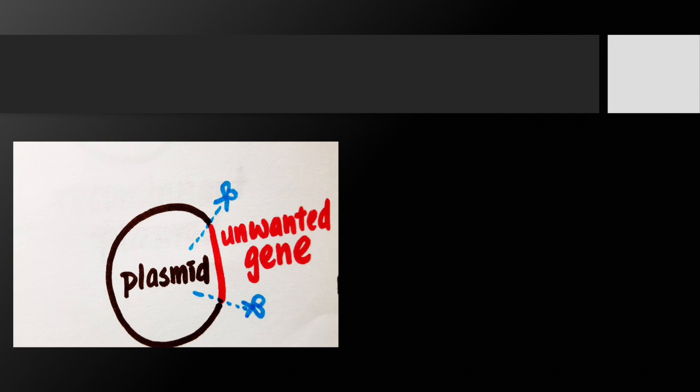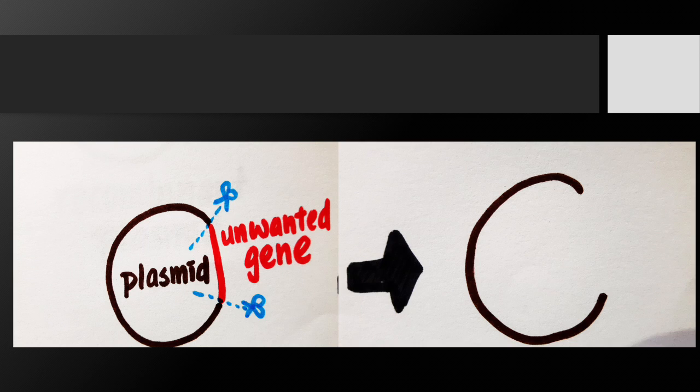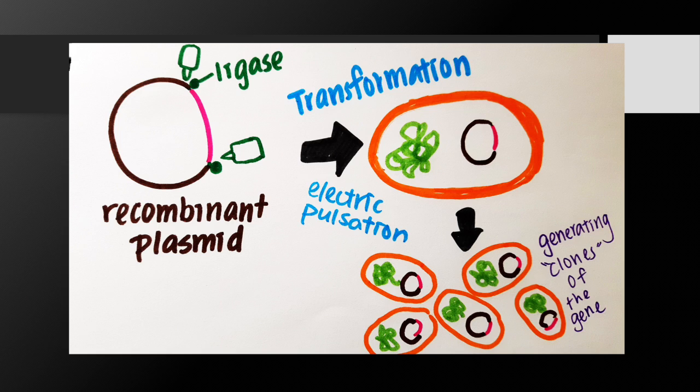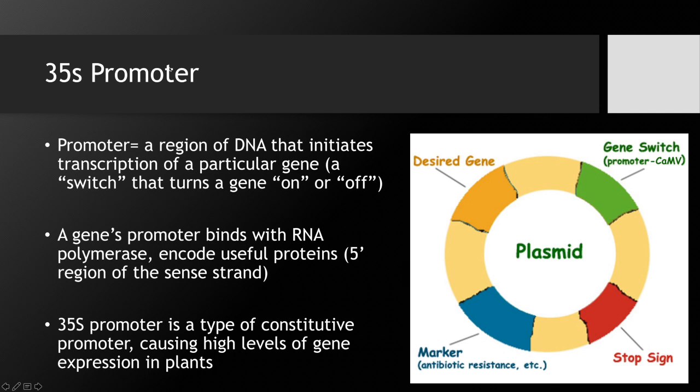And then another restriction enzyme will cut through the plasmid. An enzyme known as ligase, which acts like glue, will paste the gene into the plasmid. When they are combined, the new plasmid is called a recombinant plasmid. The recombinant plasmid is injected into the bacteria through a process called transformation, which can be done by using electroporation. After the plasmid has been transformed, the bacteria with the desired trait will be injected into a slow-growing plant. And then the bacteria will generate clones of the gene.